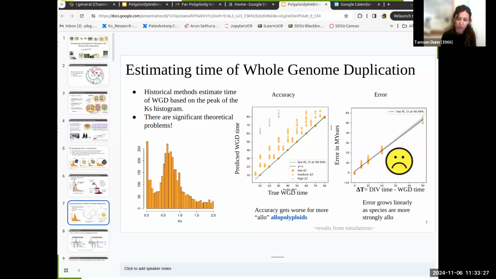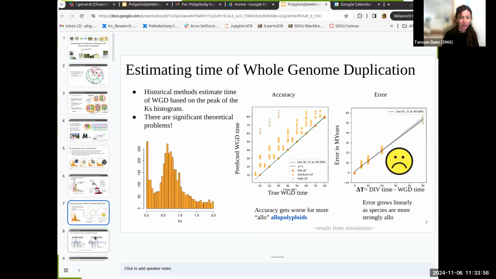So using the KS distribution to estimate your time of whole genome duplication, you're going to have an error that scales with the difference in time between your whole genome duplication time and your divergence time. For plants whose parents have been diverged for 10 to 20,000 years, it's maybe 5 to 10 million years before they come back together, and that can be a problem. And we have evidence of plants hybridizing even after 50 million years.